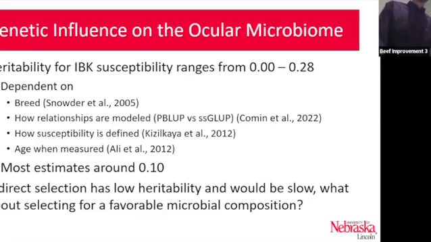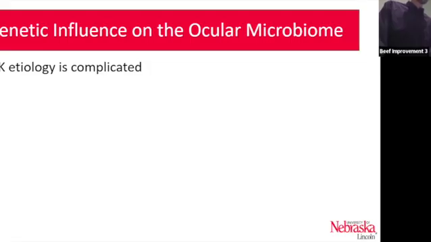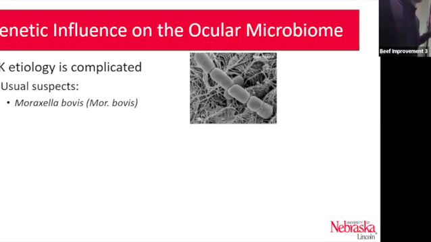So if direct selection has low heritability and would be slow to make progress, what about selecting for a favorable microbial composition? What we first need to understand is that IBK etiology is complicated. The causes of Pinkeye are complex. Here we have some usual suspects. We have Moraxella bovis, which is the bacterium that has been shown to cause Pinkeye in lab studies. That's the one we generally think about when we think about Pinkeye bacteria.